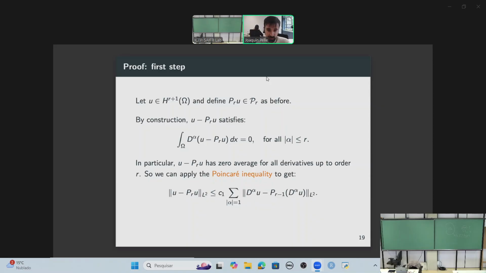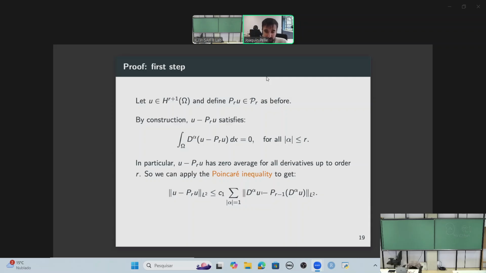And here we have used the commutation property that we introduced before. When I take the derivative of this thing, it is essentially the same as projecting the derivative of the function to polynomials of degree R-1, right? This is by definition of the projection. We know that this property holds.